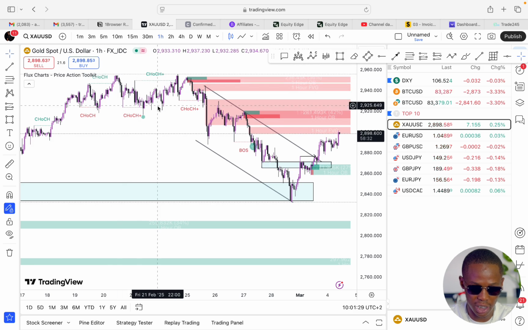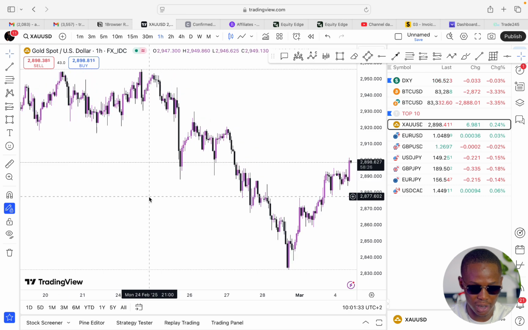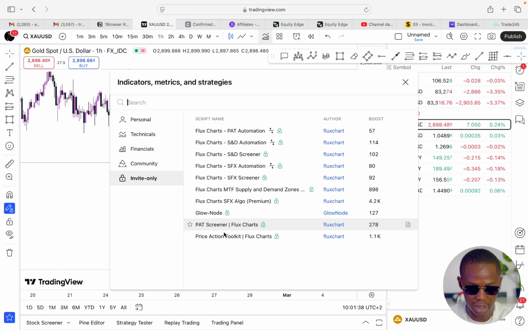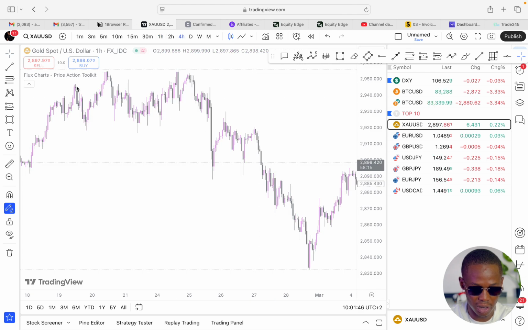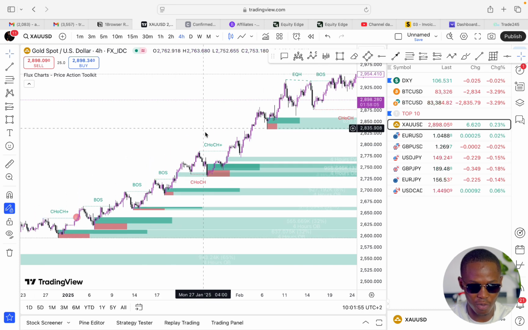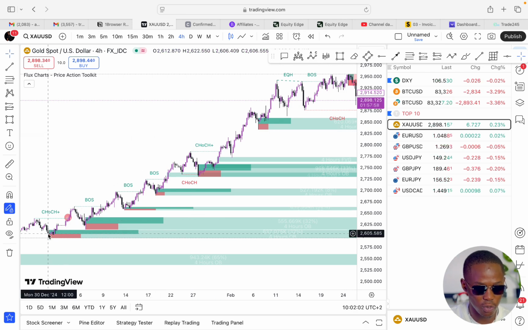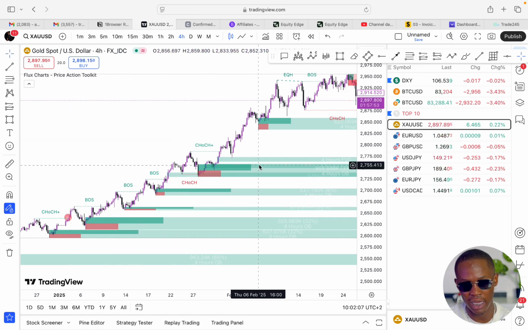Once that happens, let's remove all my analysis. Let's go back again. Here we go, Flux Charts, and we apply the price action one. We let the market read. There you go. As you can see, guys, what's happening right now is that Flux Charts has identified the change of character. It has also identified the breaks of structure. As you could notice, we are moving in higher highs, higher lows, higher highs, higher lows, higher highs, higher lows.